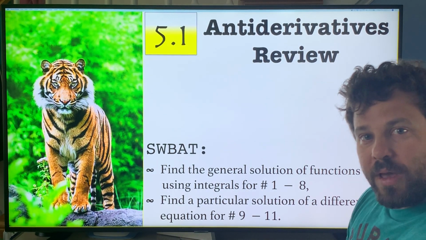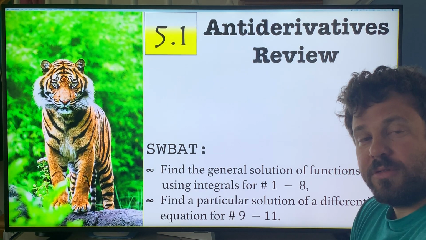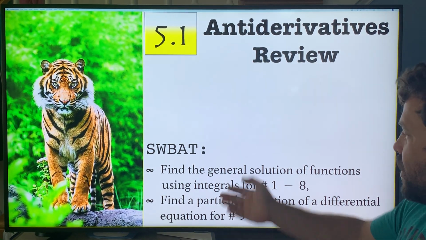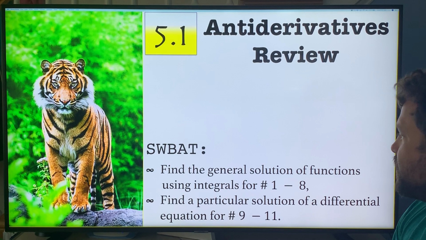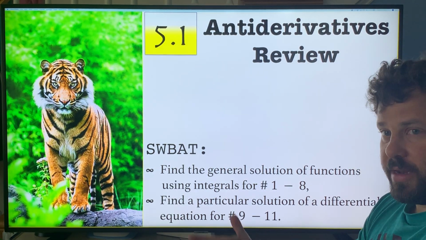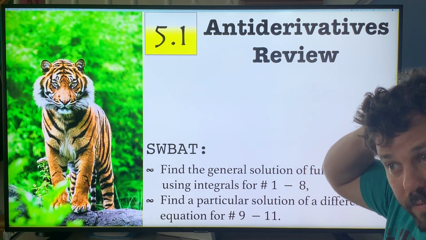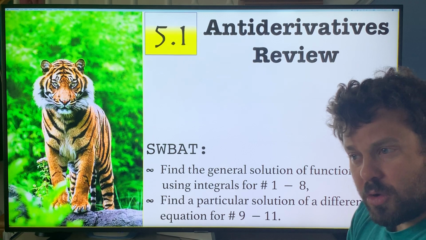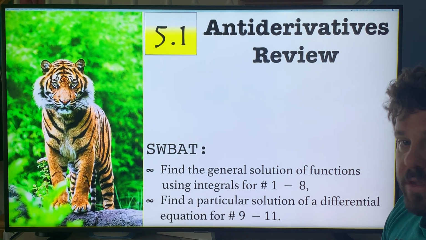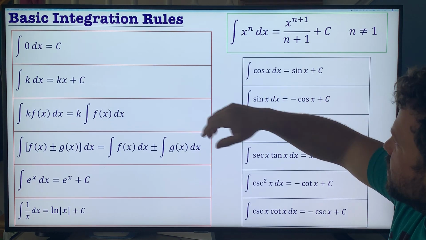You ready to go and do a review on 5.1, Antiderivatives, otherwise known as integral review. We're going to go over the general solution of functions, and we're going to go over the particular solution when you actually find out the value of C as well. We just pretty much went over this lesson in the last lesson, and it's only a quick little test on what we have to do. So let's get started. Really quick, basic integration rules.